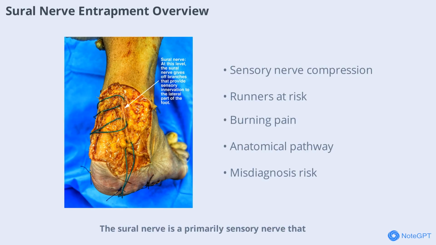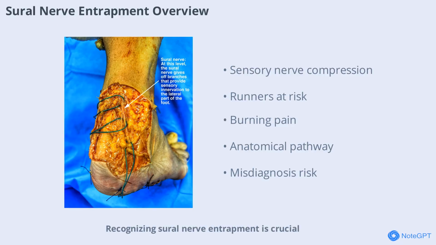The sural nerve is a primarily sensory nerve that can become compressed at various points along its pathway, especially in runners and those with recurrent ankle sprains. Compression leads to neuropathic pain, burning sensations, and heightened skin sensitivity. The sural nerve's anatomical path, running behind the lateral malleolus and alongside the Achilles tendon, makes it prone to compression or traction injuries.